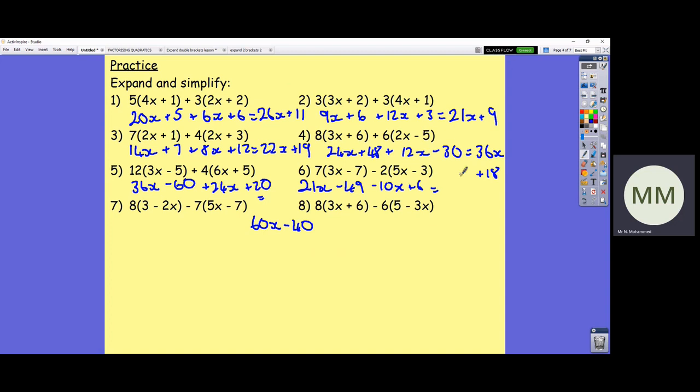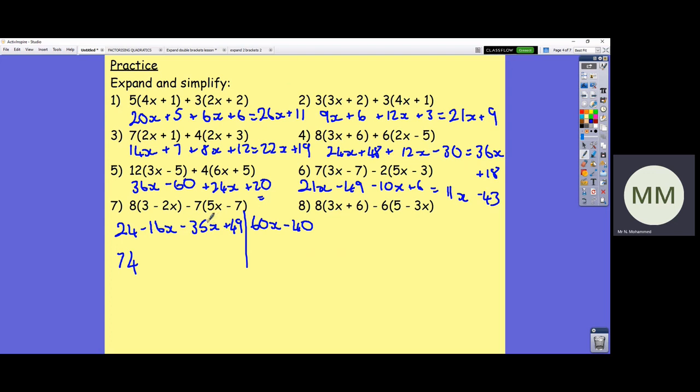And this would simplify down to 11x, and minus 49 plus 6 is minus 43. Next one here, the numbers are at the front rather than the x, and I get 24 minus 16x minus 35x plus 49. Separate that from that question. And 24 plus 49 is 74.